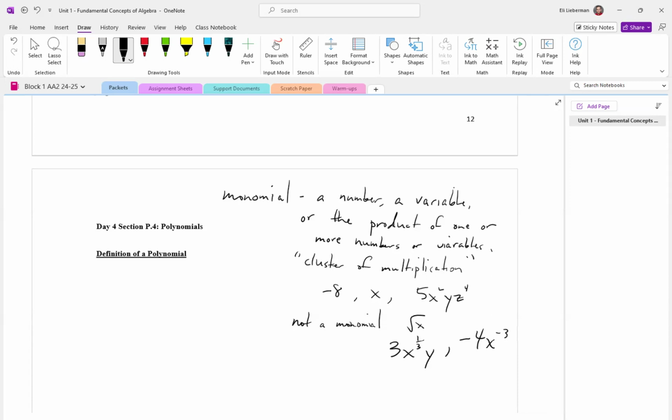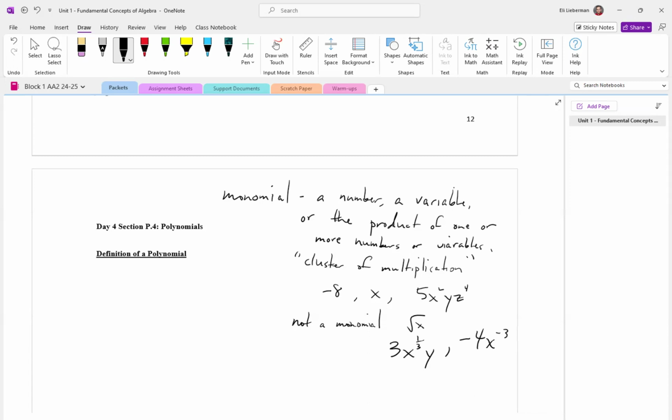-4 times x to the -3rd. Why is that not a monomial? It makes a fraction. We're dividing by an x here. This is not a monomial. So we're looking for positive exponents. They have to be whole numbers. Yeah, that's it. So, okay, that's a monomial.